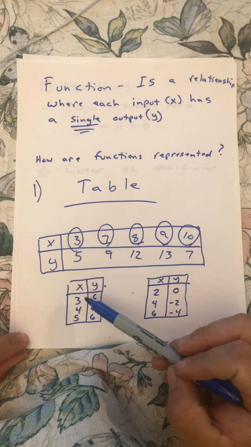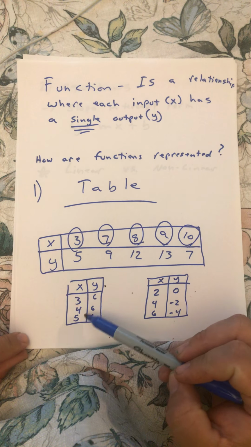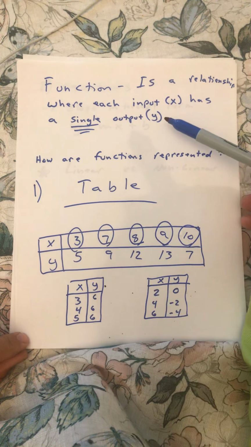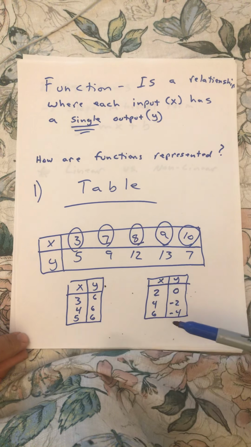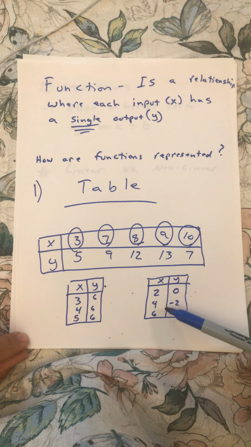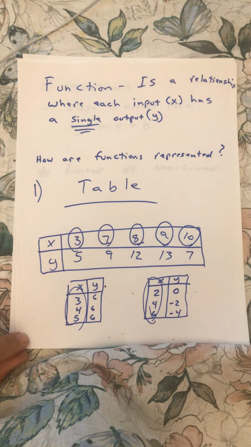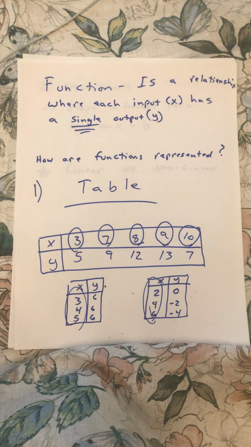Now, if we look down here, 3, 4, 5 are our inputs, and it's okay to have multiple outputs that are the same, because that does not go against the definition. Over here, 2, 4, 6, 0, negative 2, negative 4. So again, we look at all our inputs, and all of these are representative of a function.